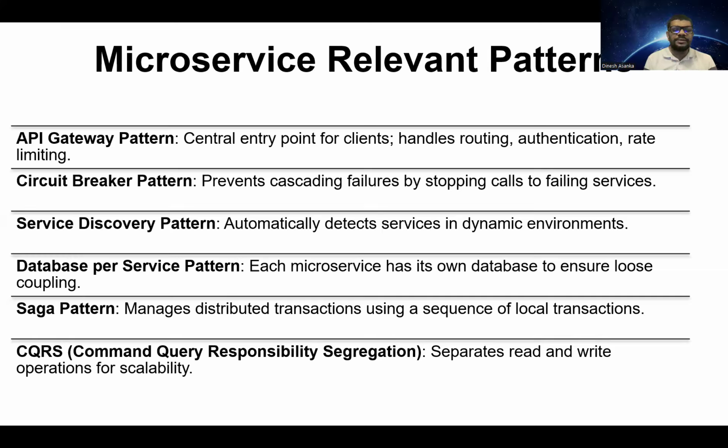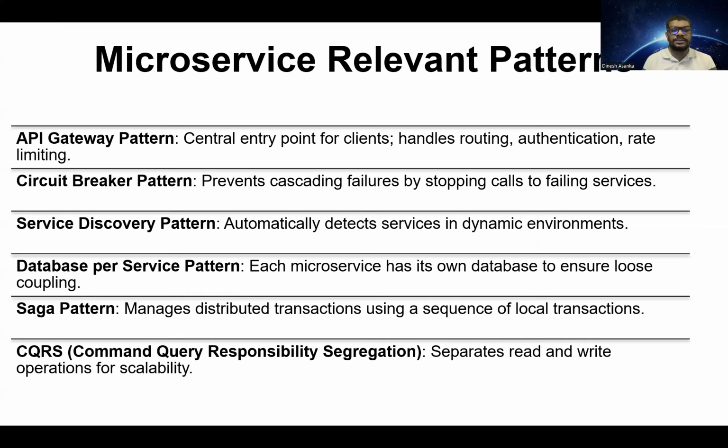Saga pattern. It manages distributed transactions using a sequence of local transactions. Remember, we discussed during one of the design patterns, the adapter design pattern, how you can connect to multiple services. So in that, we had a challenge of distributed transactions. So the Saga pattern will manage the distributed transaction through local transactions.